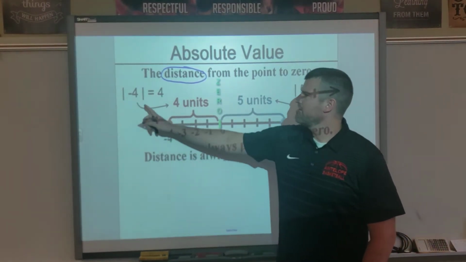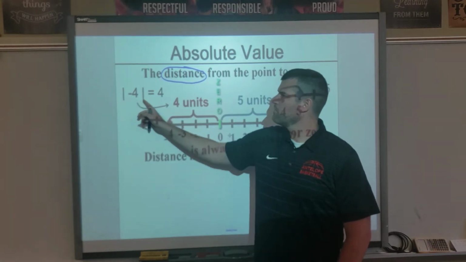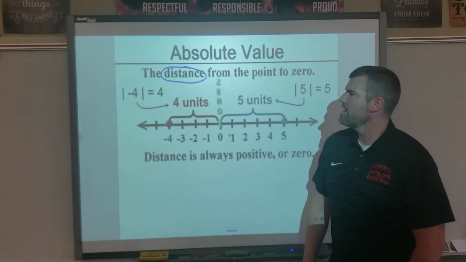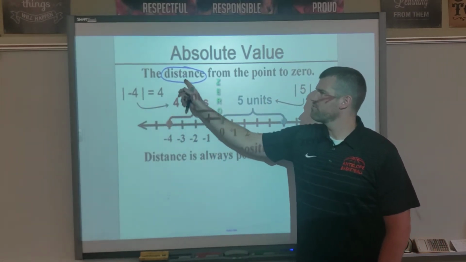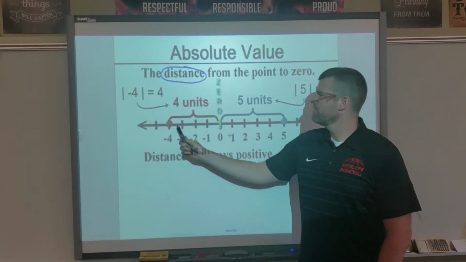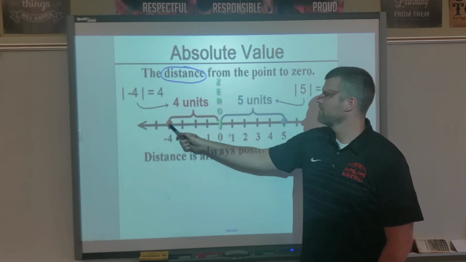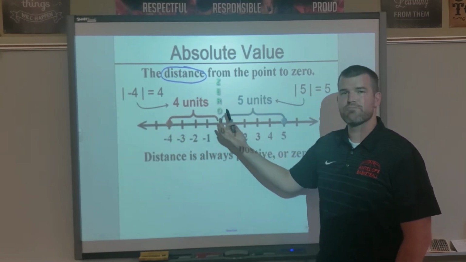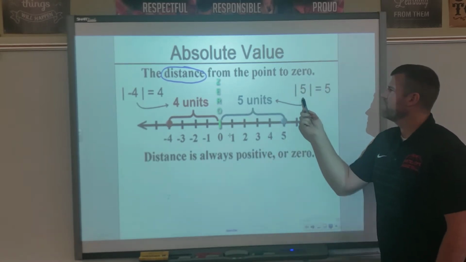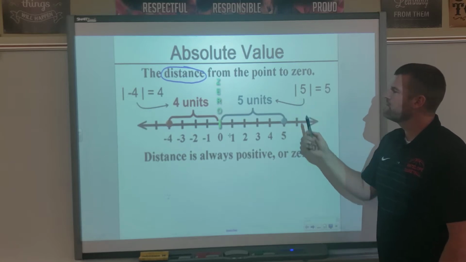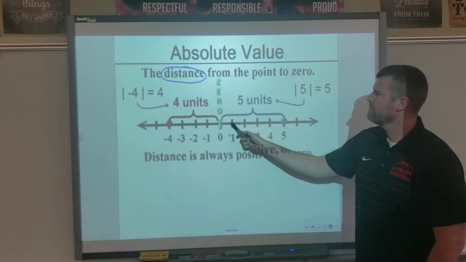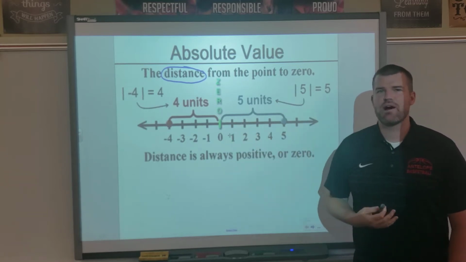When we do absolute value, we use these bars. So we would read this as the absolute value of -4. And the absolute value of -4 is 4 because we're finding the distance that -4 is from 0. To go from -4 to 0, we have to go 1, 2, 3, 4 spots. So it's 4 spots away. The distance is 4. Likewise, if we're finding the absolute value of 5, we're finding how far away 5 is from 0. So 1, 2, 3, 4, 5. It is 5 spots from 0.